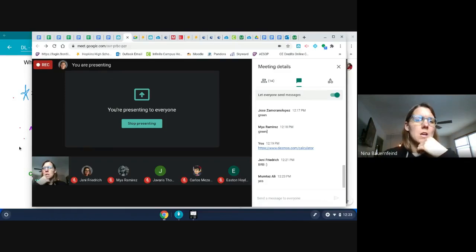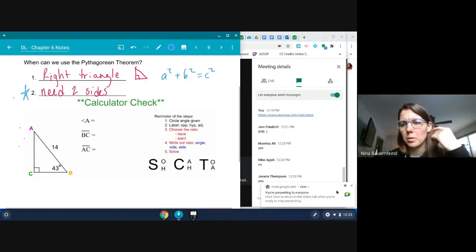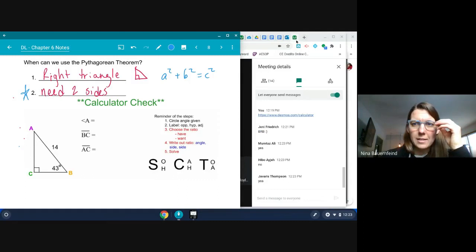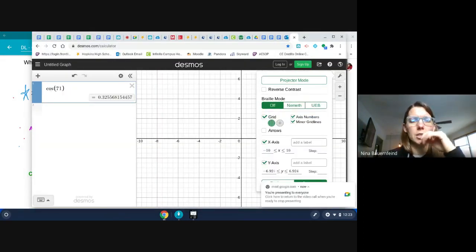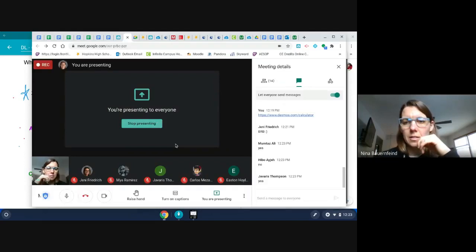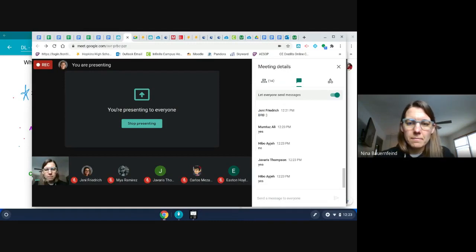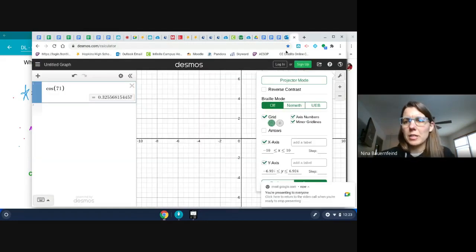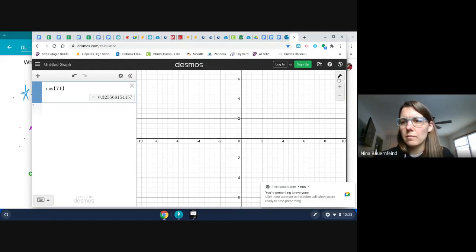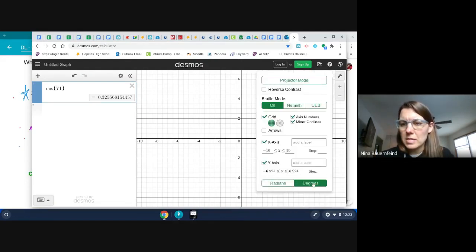Okay, awesome. All right, so now let's practice with this. Hybo, you did not. Did you type in cosine 71? Can you speak, Hybo? Hybo, did you type in cosine 71? Okay. Let me ask this question. When you click this wrench here in the corner, is the word degrees green? If it's not green, click it so that it becomes green. Okay, and then try again.